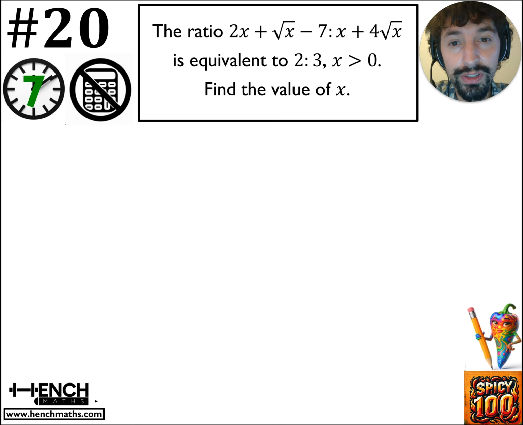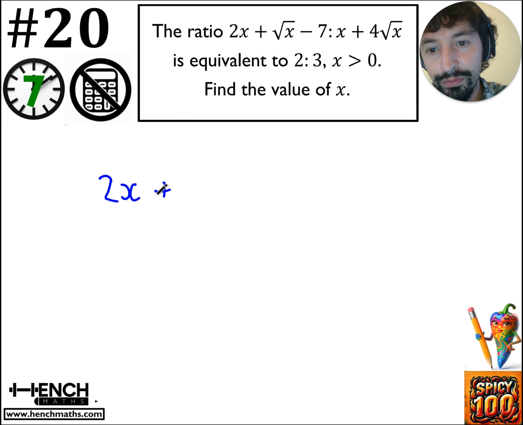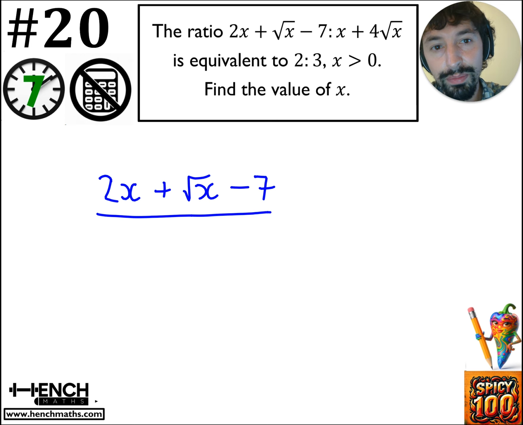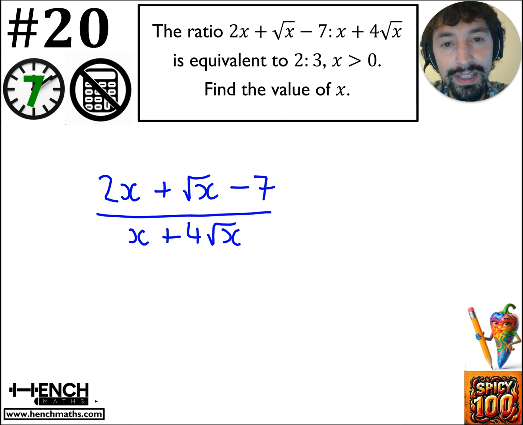And so what we want to do is try and use these equivalent ratios to generate some equations. Now for me, the easiest way to understand this is I use division. So this is how I would make my equation. I know that 2x plus root x minus 7 divided by x plus 4 root x, so that's the left hand side divided by the right hand side, must be true for the other ratio. So that must be equal to 2 divided by 3.